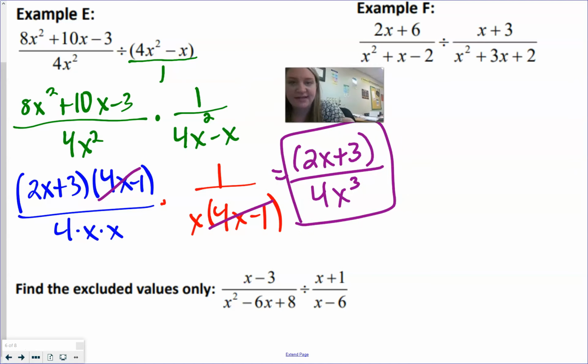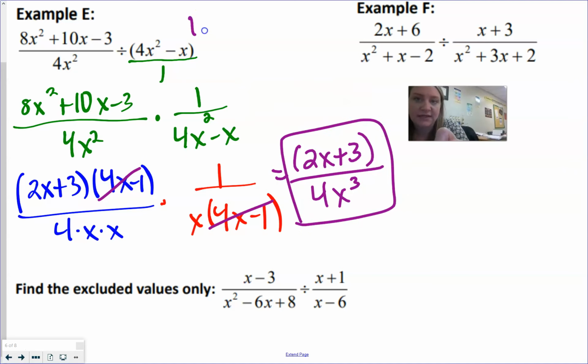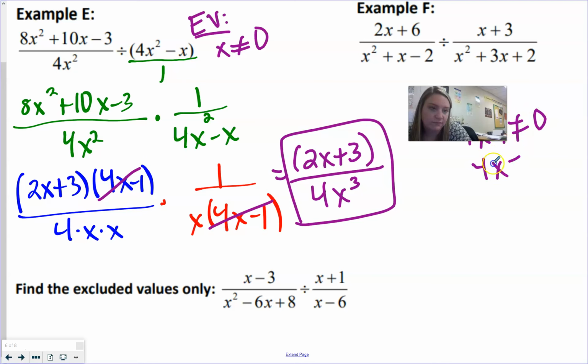Not much. Excluded values for this one. X could not equal... All right, so at the beginning, I have an x right here, right? If any of those are 0, it's going to mess me all up. This was just a 1, so it's fine. But once it got flipped over, let's see, what can make that 0? That's not allowed to be 0. So x also can't be 1/4, because that would make that red parentheses 0.